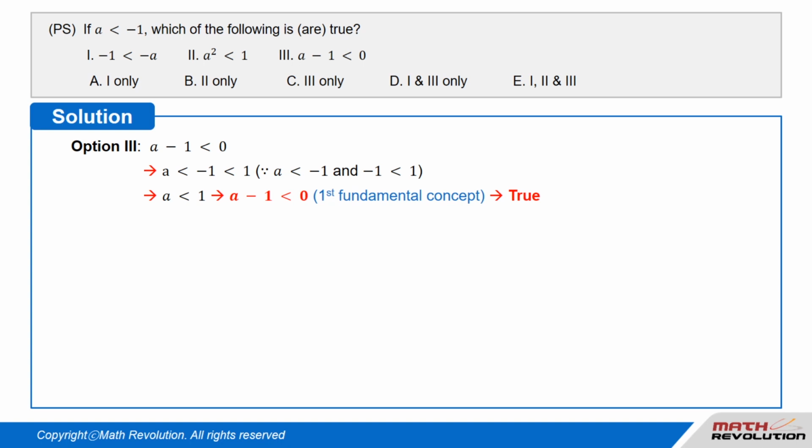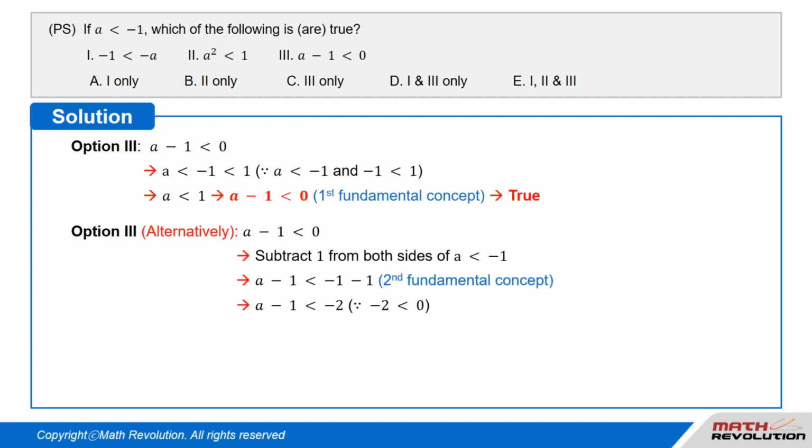Option 3. a minus 1 is smaller than 0. We know that a is smaller than -1 and -1 is smaller than 1. So we get a is smaller than -1, which is smaller than 1. Now a is smaller than -1, which is smaller than 1, will give us a is smaller than 1, or a minus 1 is smaller than 0, by the first fundamental concept in inequality. Thus, this option is true.